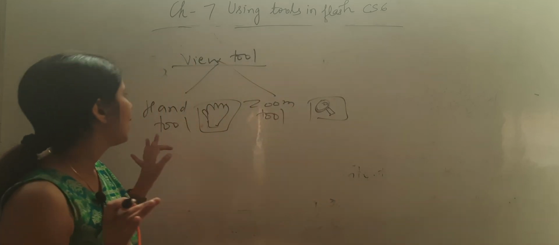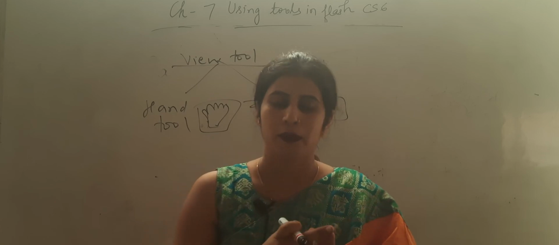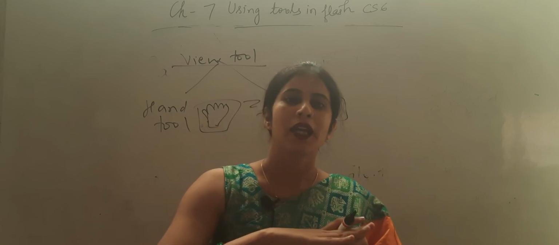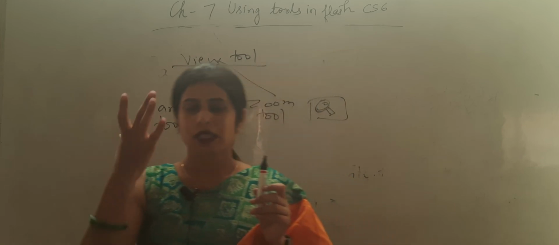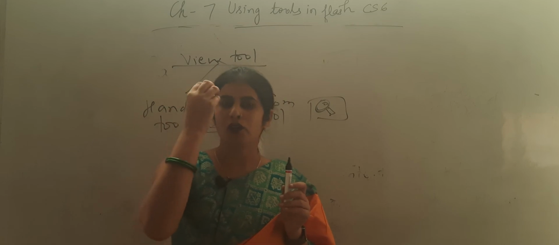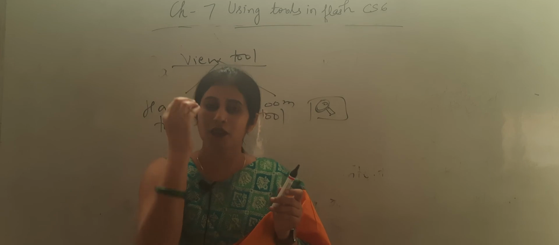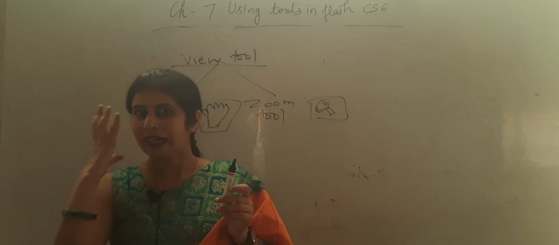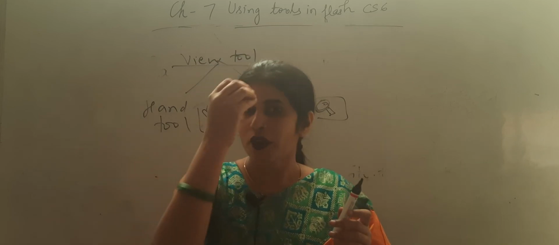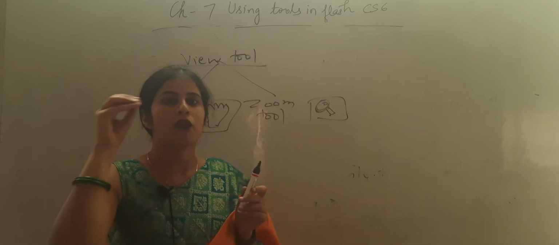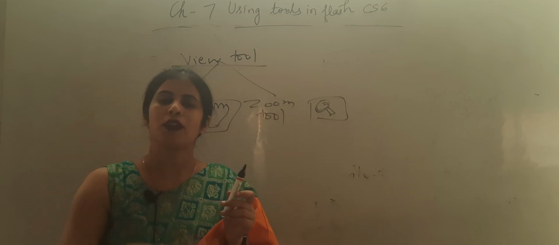Now the hand tool is used to magnify the parts of an image. What is the use of hand tool? Hand tool is used to magnify the parts of an image. Suppose there is a picture, and if we want to focus on simply the eye, we will use hand tool. It will magnify the eye only, because the eye is a part of an image. If we want to focus on the forehead, which is simply a part of the image, we will use hand tool.